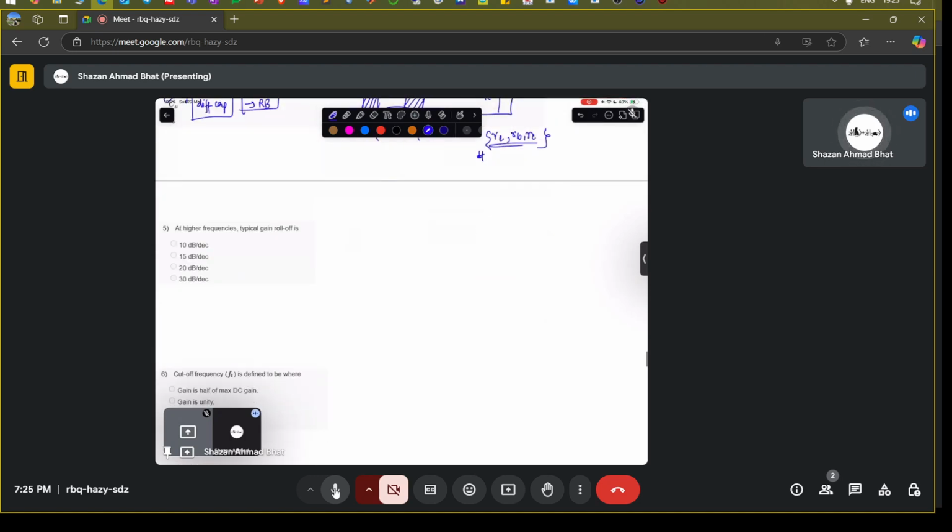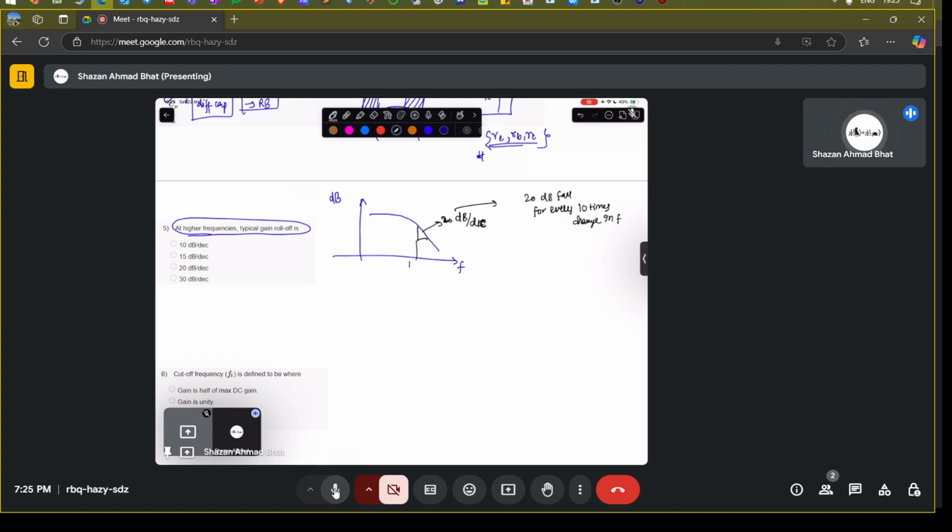Now at higher frequencies, the typical gain roll-off, that's what I also discussed. If you have a gain in dB versus the frequency, the gain rolls off as a function of frequency at 20 dB per decade. This is a number which basically comes. So you have a 20 dB fall for every 10 times change in frequency.